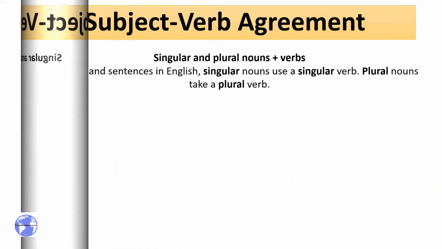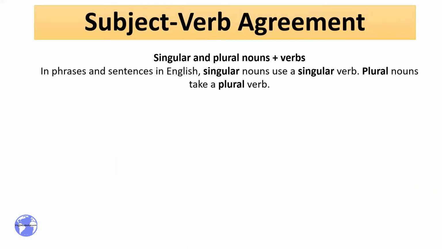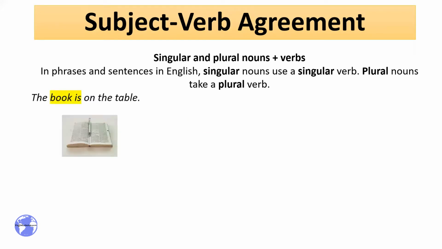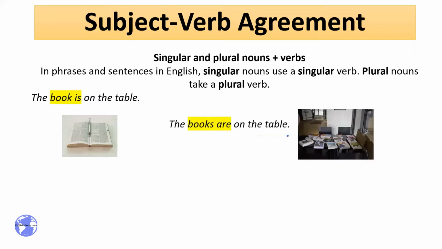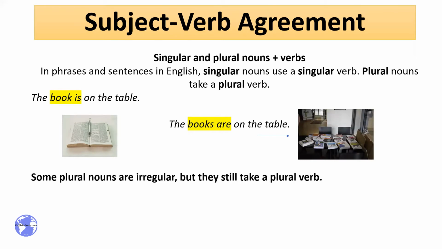Verbs. In phrases and sentences in English, singular nouns use a singular verb. Plural nouns take a plural verb. It makes sense, right? The book is on the table. The books are on the table. Some plural nouns are irregular, but they still take a plural verb. The children are in school.